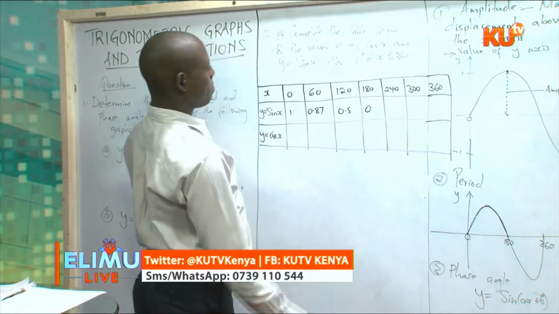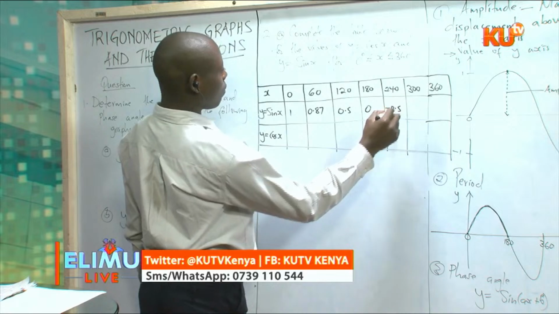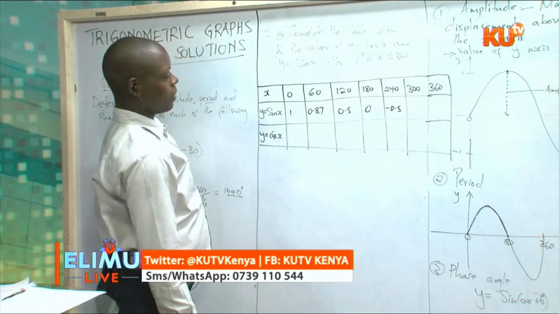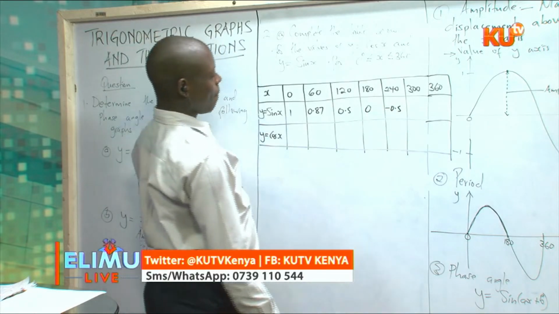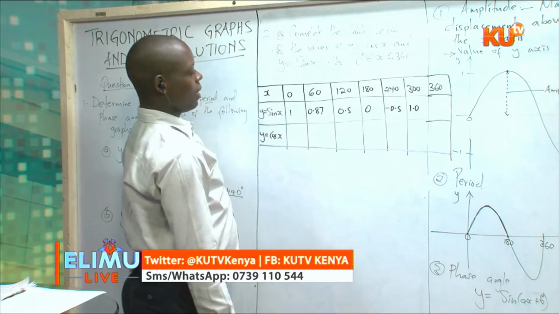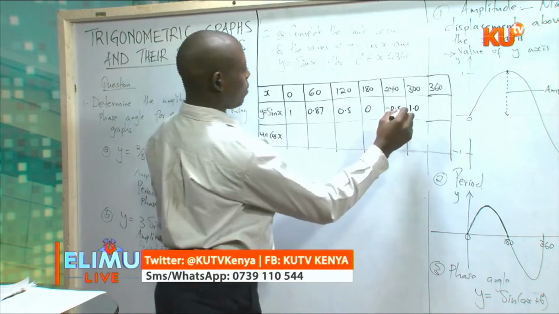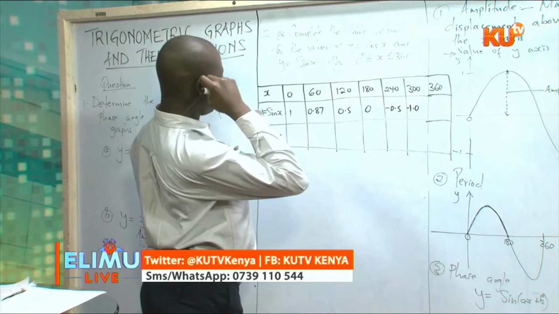Sin 240, negative 0.5. Sin 300, 1.0. Sin 360, 0.